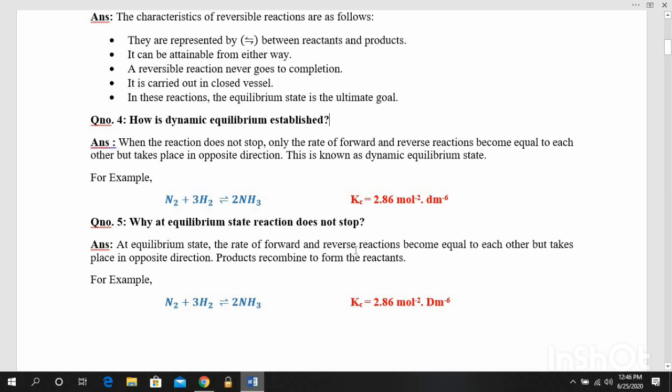Okay, so question number 5: why does the reaction not stop at the equilibrium state? At equilibrium state, the rate of forward and reverse reaction becomes equal to each other but takes place in opposite directions. This question is exactly the same as question number 4 that we have studied.